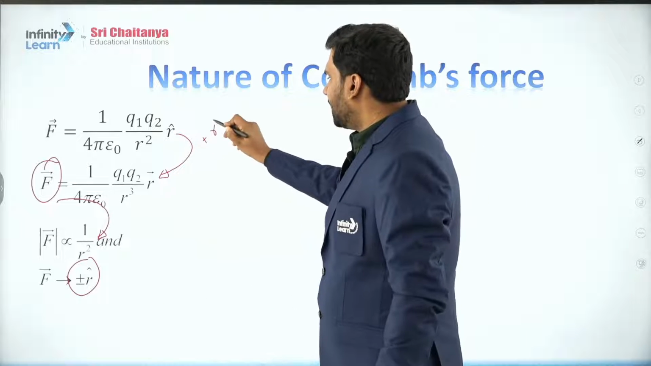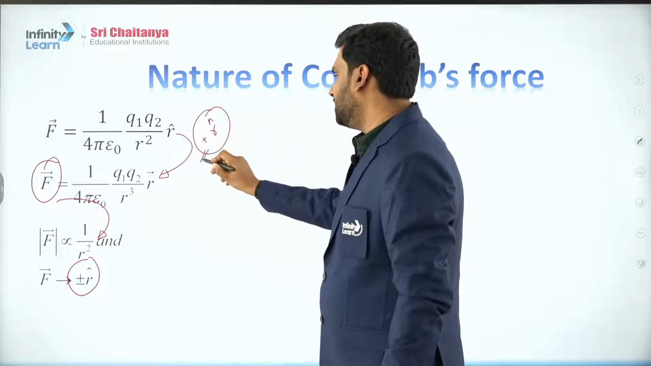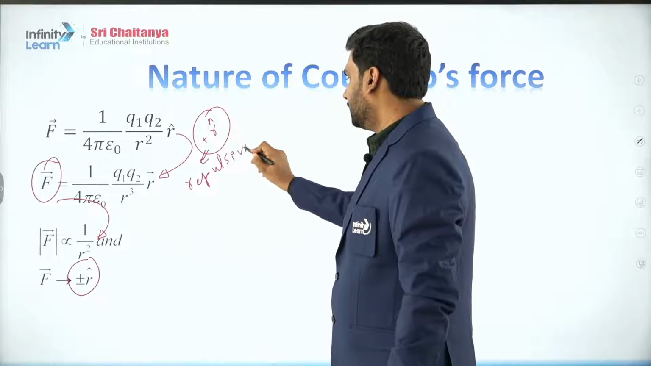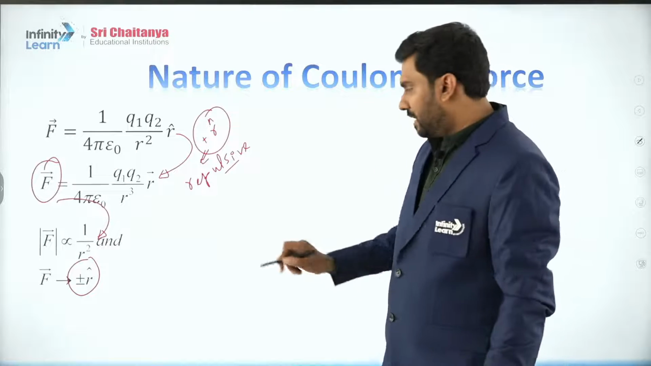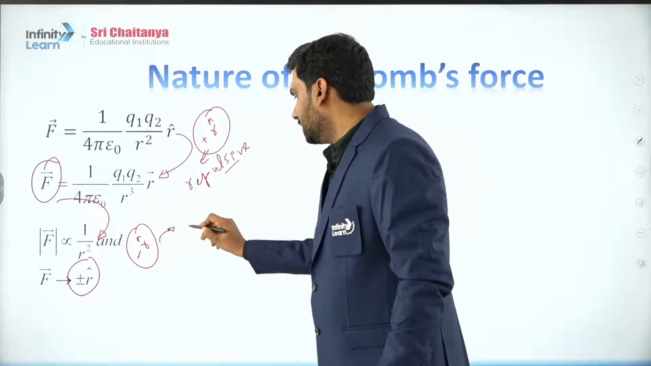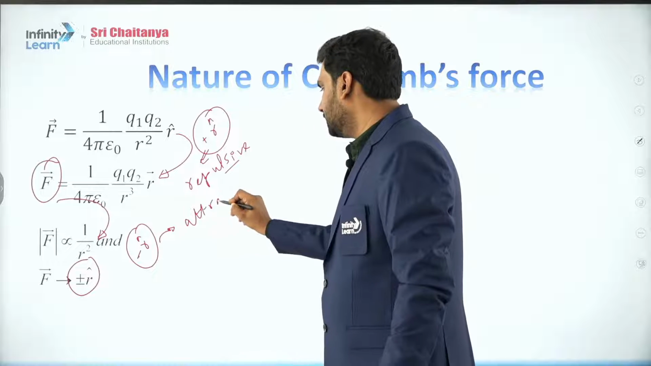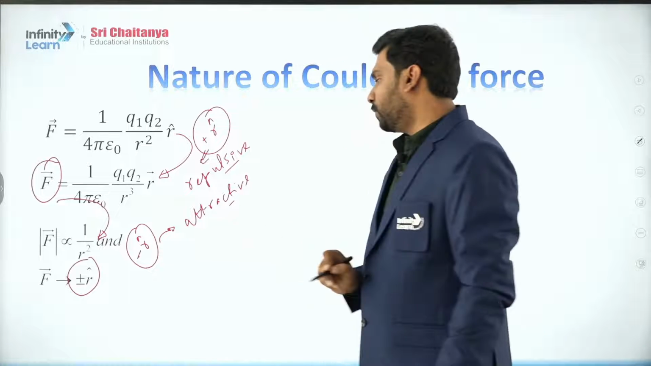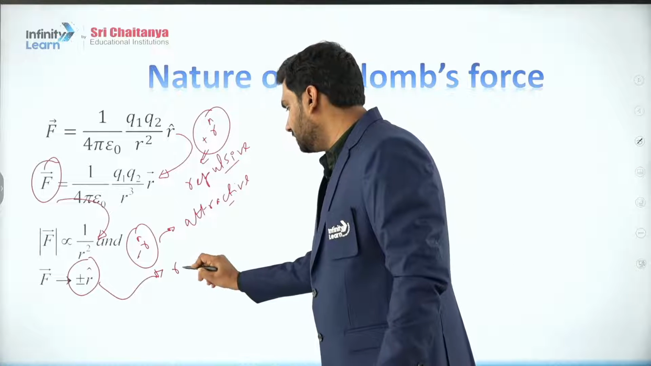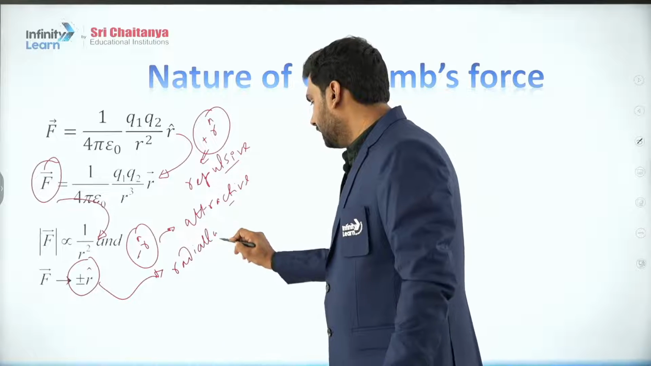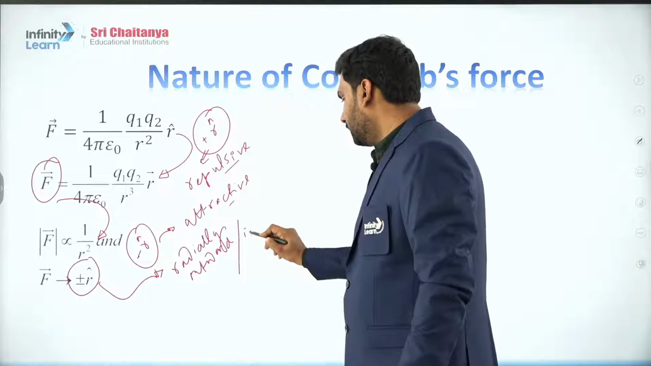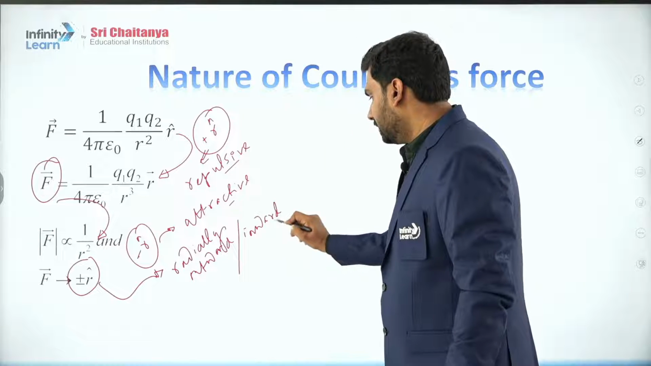When I am writing plus r cap, generally it means the force is repulsive in nature. All right, it's very simple to understand. When I am writing minus r cap, it means the force is attractive in nature. But that's not my point. My point is that plus minus r cap means the force is either radially outward or inward. That's the most important point.